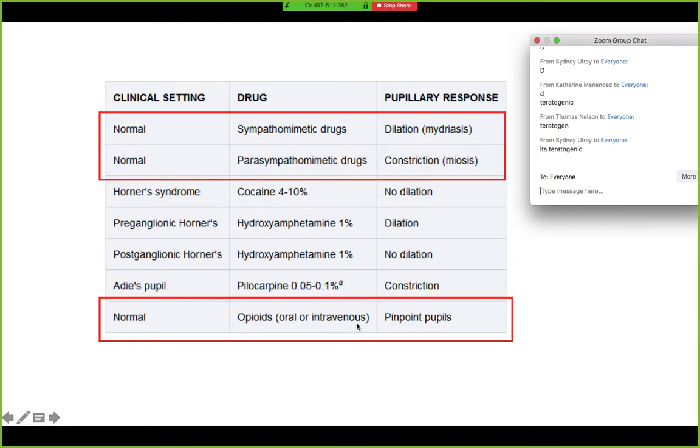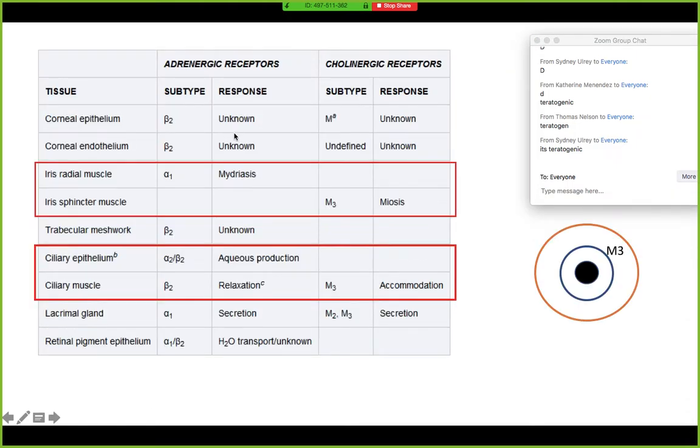And in opioid overdose, you're going to see pinpoint pupils. With alpha 1 activation, you're going to see mydriasis, and with M3 activation, you see miosis. So just remember sympathetic versus parasympathetic. Your beta 2 is responsible for aqueous production as well as relaxation of the ciliary muscle, and M3 is accommodation. So M3 miosis and accommodation.